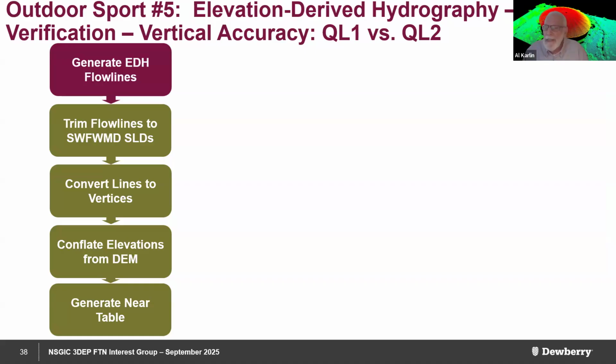We are very fortunate to have two LiDAR studies, one QL2 level project and one QL1 level project, over the same watershed here in Florida. The QL2 is a 2008 project, and the QL1 project is from 2018. So there's a 10-year time span between these.